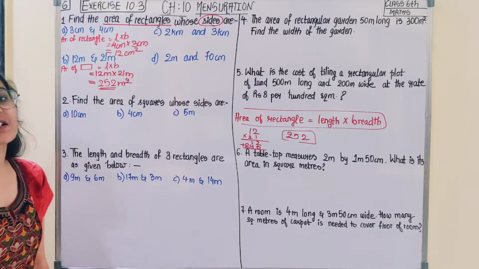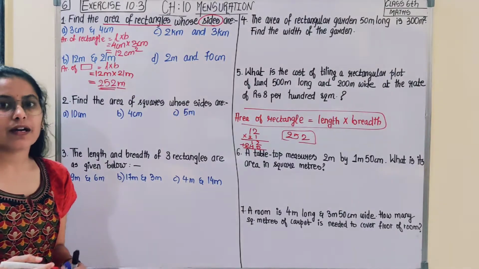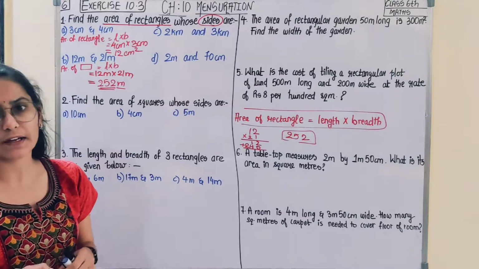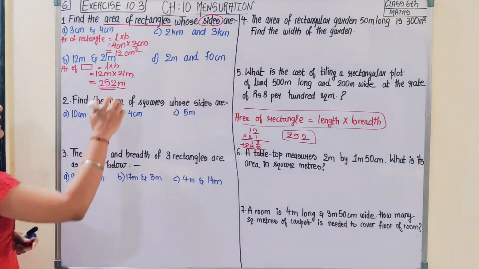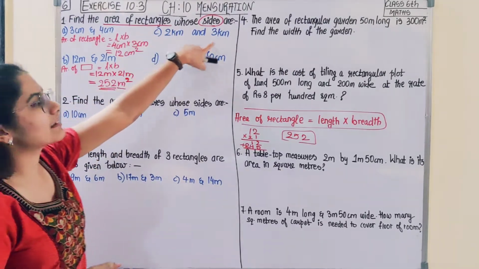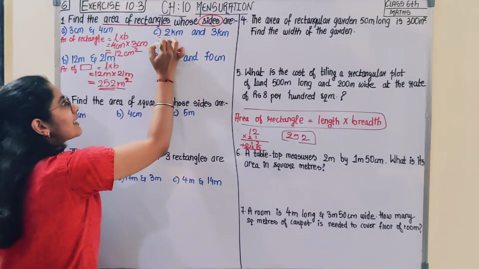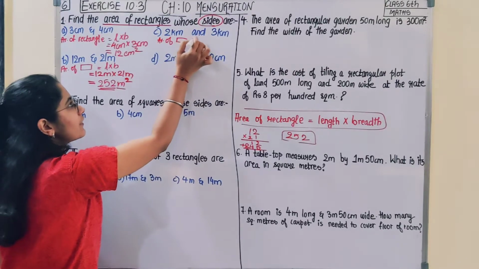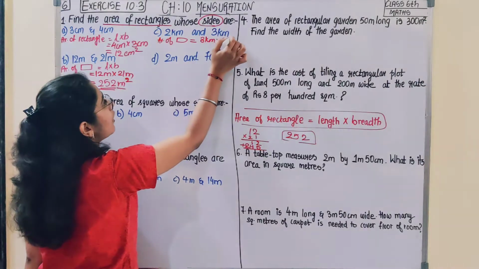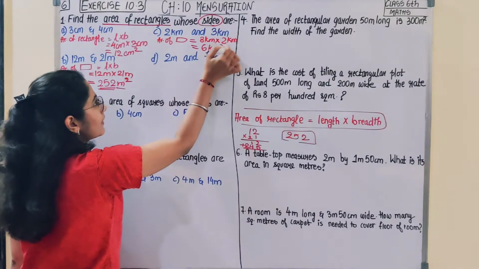Meter square is the unit of area. If I write meter, it is the unit of length. It could be perimeter, or the length of a particular side of a closed figure. So you have to be very specific while writing the units of area. Next is 2 kilometer and 3 kilometer. We have to calculate the area of the rectangle. Area of rectangle is equal to length into breadth. 3 kilometer into breadth 2 kilometer. 3 twos are 6 kilometers square.